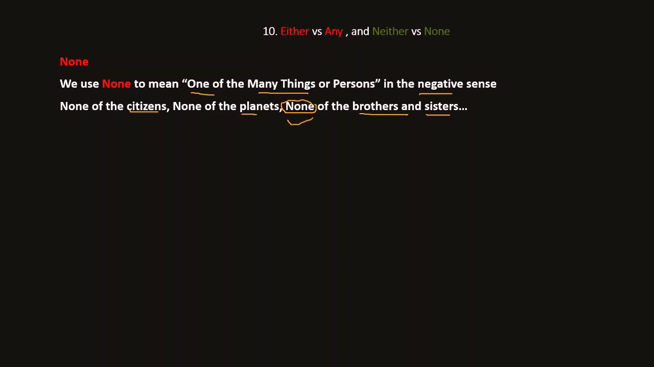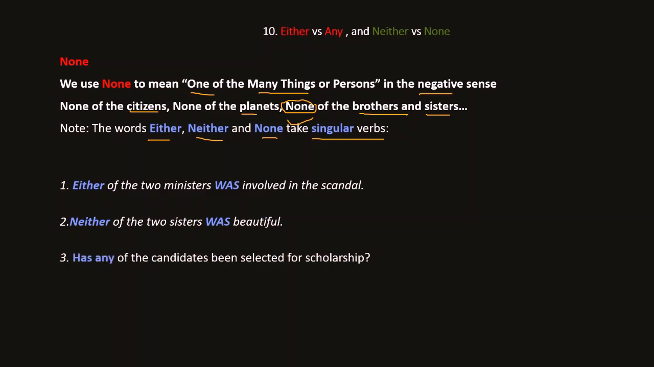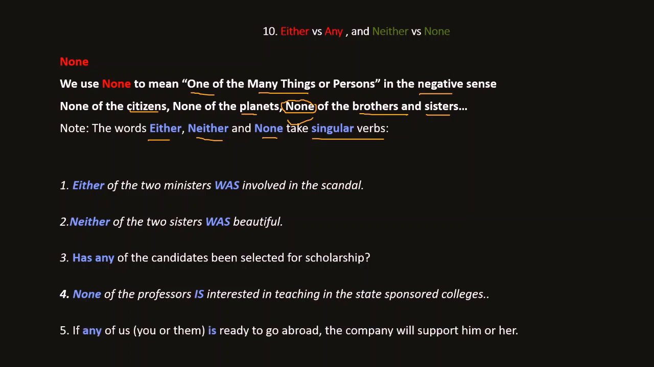Look at the examples. Either of the two ministers was involved in the scandal. Neither of the two sisters was beautiful. Has any of the candidates been selected for scholarship? None of the professors is interested in teaching in the state-sponsored colleges. If any of us is ready to go abroad, the company will support him or her. With this, we finish all the subtopics in GMAT sentence correction subject-verb agreement.